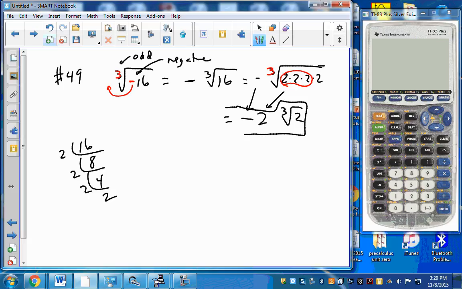I do have to caution you on this problem. Many students forget to write the index. And if you were to write this as minus 2 square roots of 2, I have to mark it wrong. So throughout the entire problem, the index is 3. This is a cube root, and we have to keep that all the way through. Okay? That's number 49. Let's look at number 59.